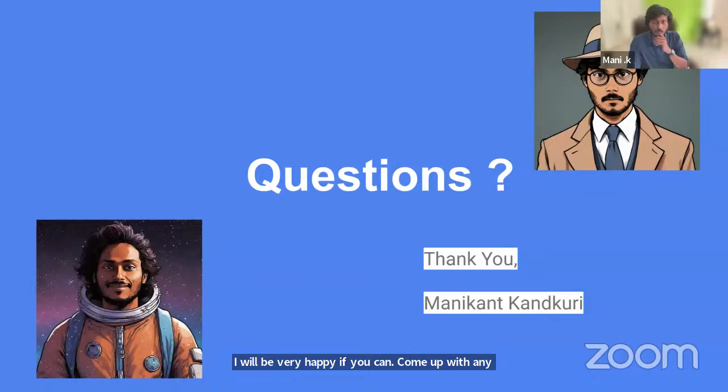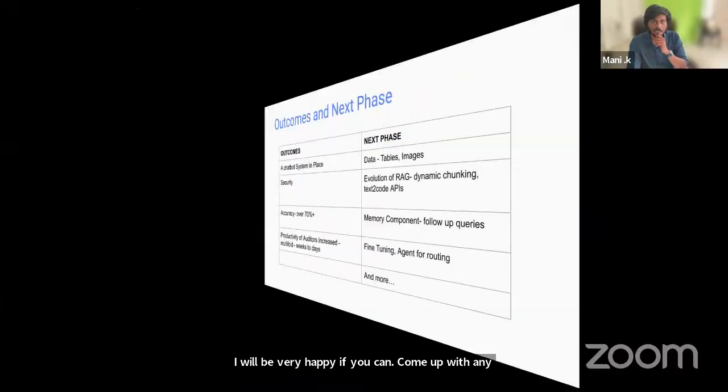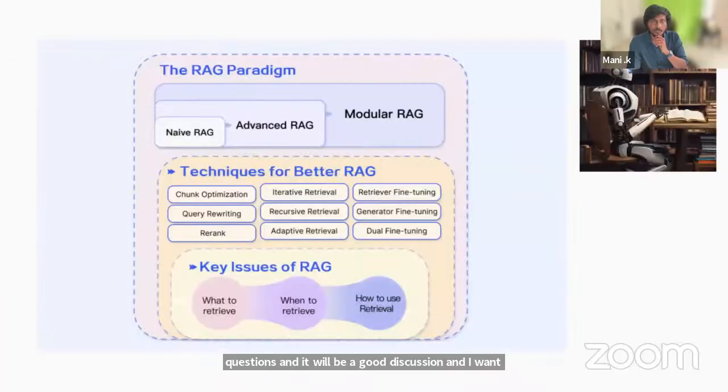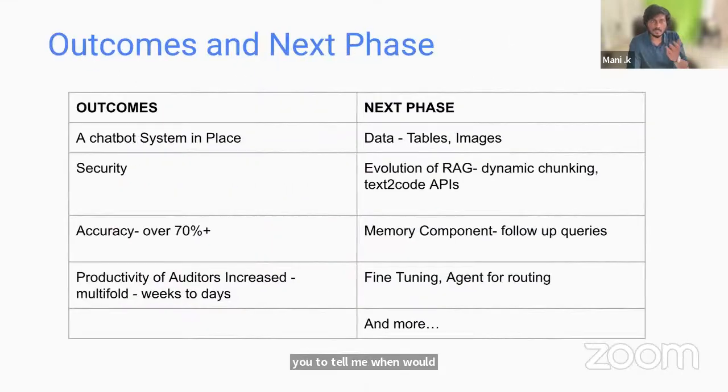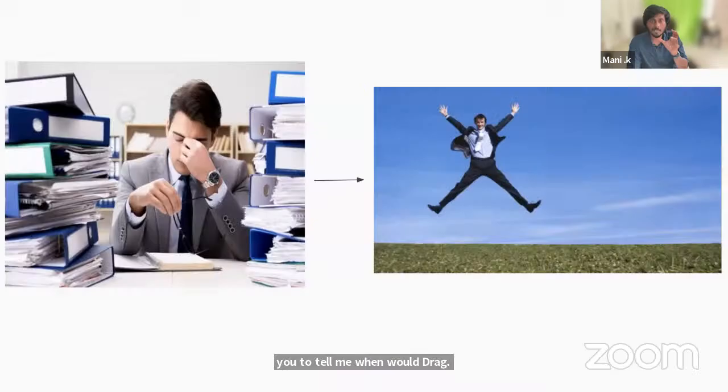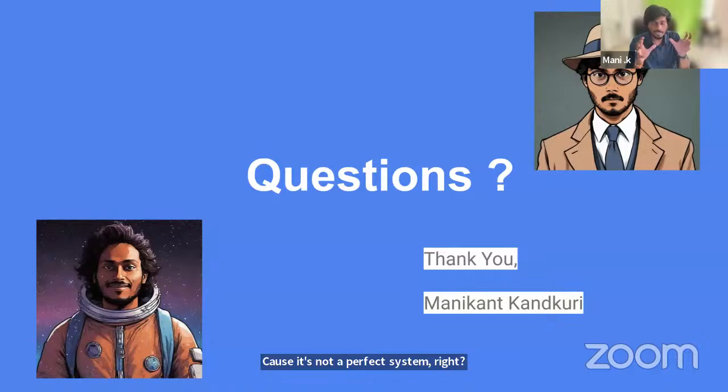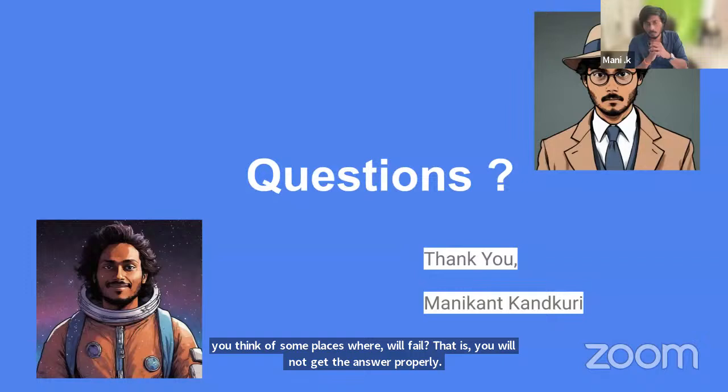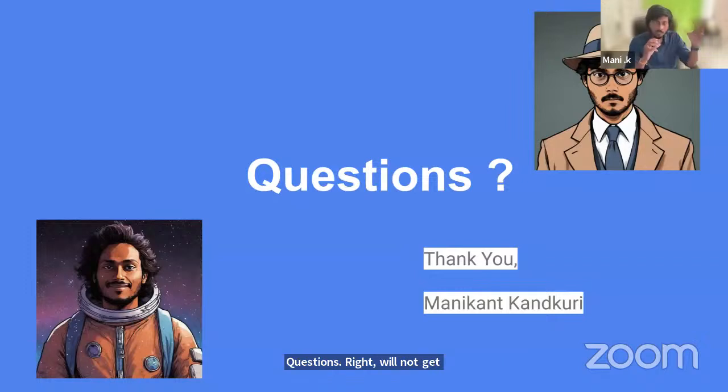And I want you to tell me, when would RAG fail? I have given some important points where RAG would fail, because it's not a perfect system, right? Can you think of some places where RAG will fail? That is, where you will not get answers properly for questions. Fine-tuning will work, but RAG will not work in some cases. What are those? Can you think about something? Can you tell me?